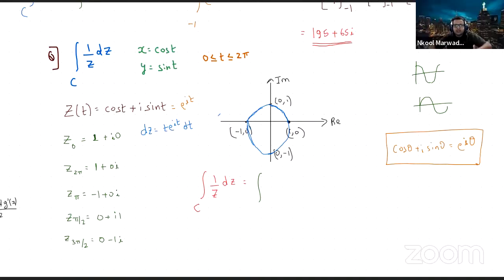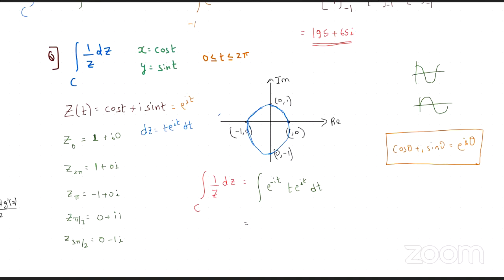See, 1/z, what will it become? It will become e to the power of minus it, and dz we have calculated as i e to the power of it dt. You know that whenever the base is the same, exponents add up. So sir, where did the second e^(it) come from?